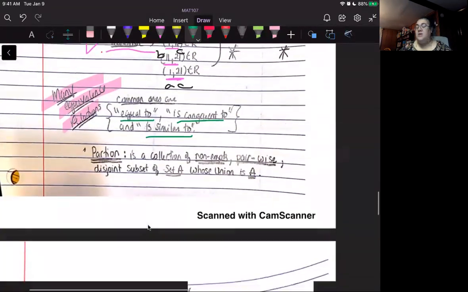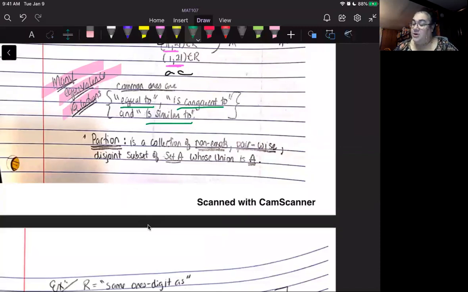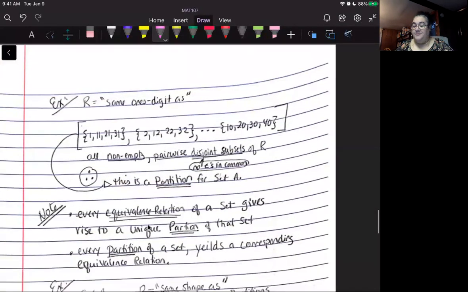Now let's talk about the definition of another term. There is a term here that we call a partition. The definition of a partition is that it is a collection of non-empty, pairwise disjoint subsets of set A, whose union is A. It comes from having taken the Cartesian cross product of two sets, but that relation has sets that are not empty. So they're non-empty, they're paired up, but they're disjoint subsets of set A. In other words, when you take the union of these, they go back to the original. Here is an example.